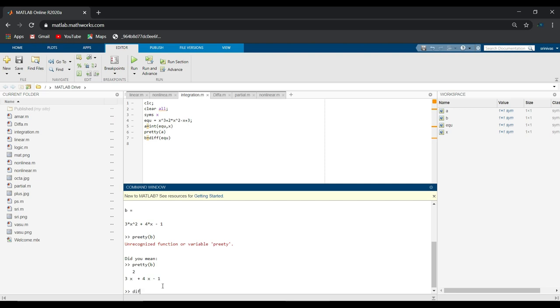Now I am going to double differentiate this equation. I am differentiating this equation two times. Here only one equation needs to be specified, but this time I am specifying differentiation of x, two times. Let's see what will happen.